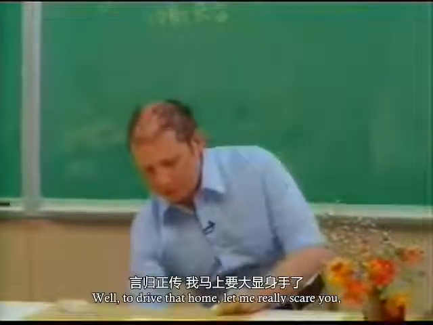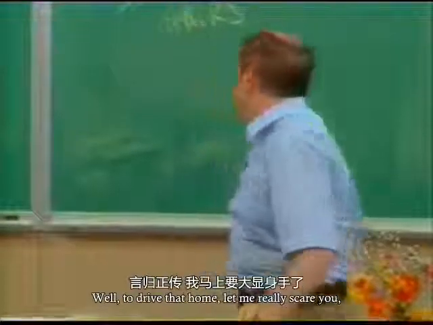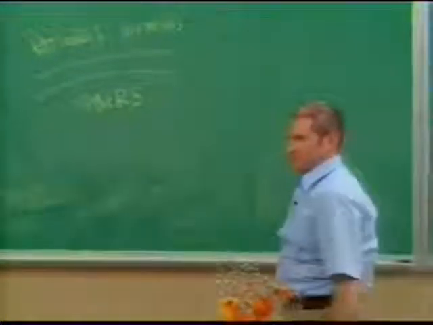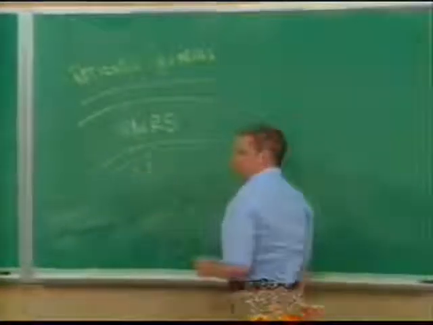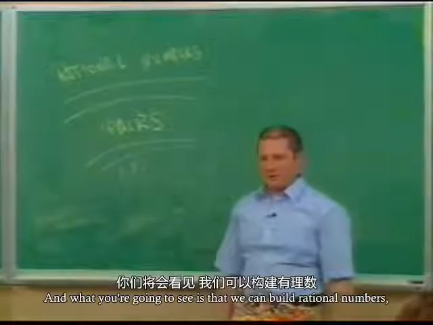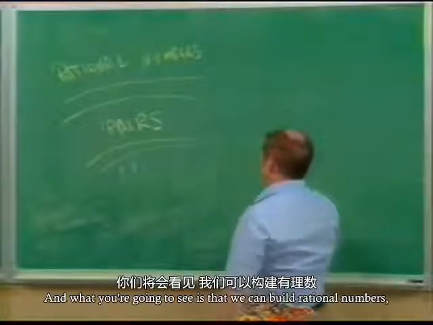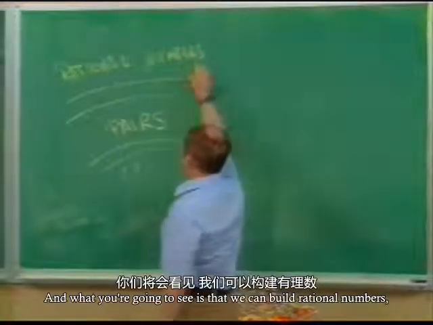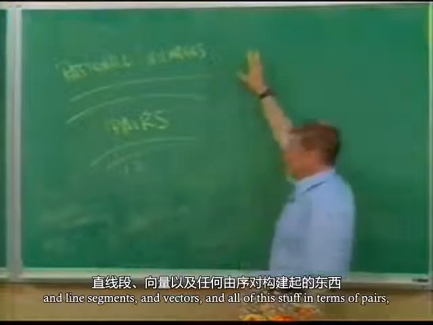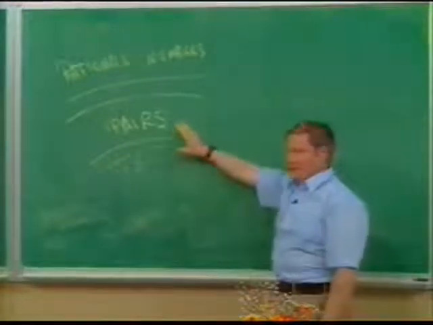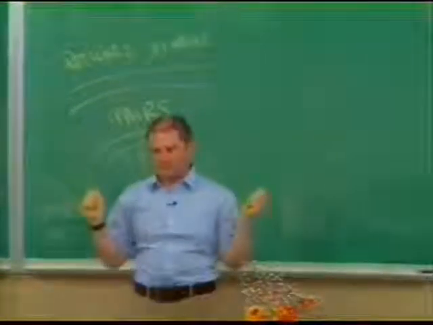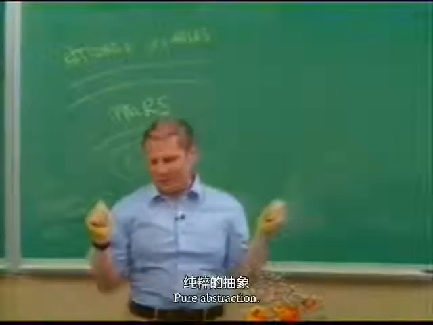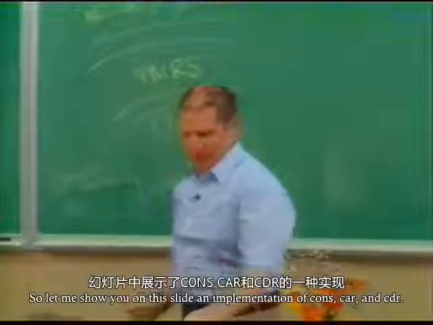Well, to drive that home, let me really scare you and show you what we might build pairs in terms of. And what you're going to see is that we can build rational numbers and line segments and vectors and all of this stuff in terms of pairs. And we're going to see below here that pairs can be built out of nothing at all. Pure abstraction.